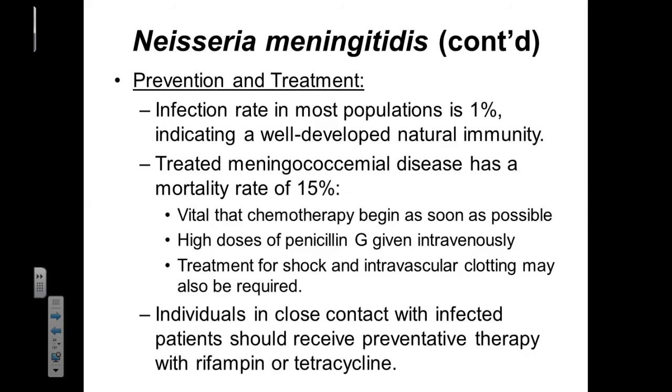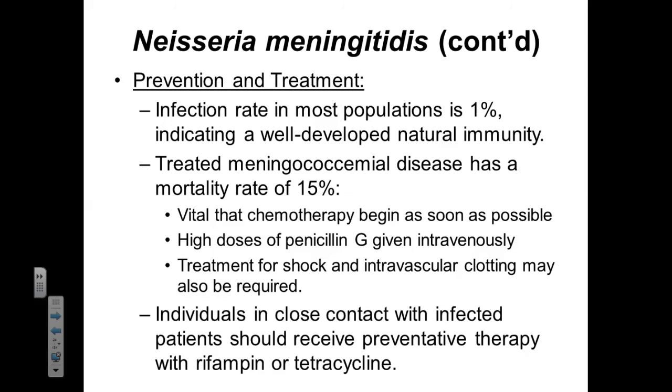Infection rates of Neisseria meningitidis in most populations are less than 1%, indicating that most individuals have natural immunity to this disease. If treated, this meningococcal disease has a mortality rate of 15%. So even if a patient does make it to the doctor, there's still a pretty high mortality rate. It's vital that chemotherapy begins as soon as possible. Very high doses of penicillin G are given intravenously. Penicillin G struggles to cross the blood-brain barrier, so high doses are given to maximize the rate of diffusion. We also need to treat the patients for toxic shock.